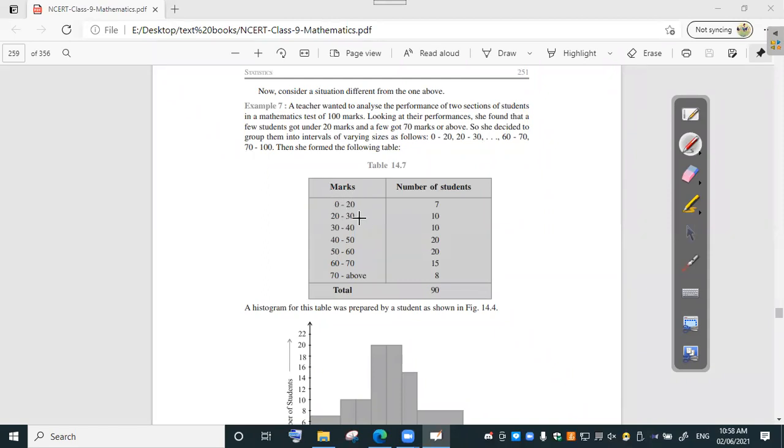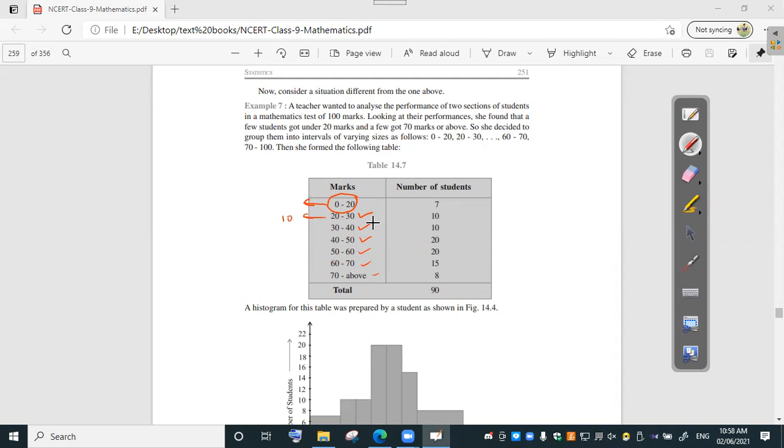In this case, this is okay. A difference of 10: 20 to 30, 30 to 40, 40 to 50, 50 to 60, 60 to 70. But here it is 20. The difference is the class interval, the class width. Here the class width is 20. Everywhere else the class width is 10, but here the class width is 20.